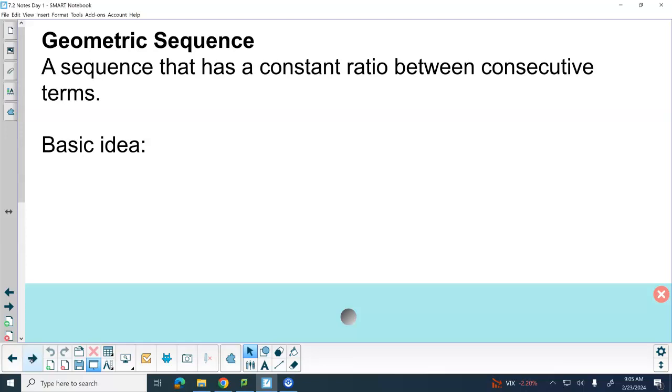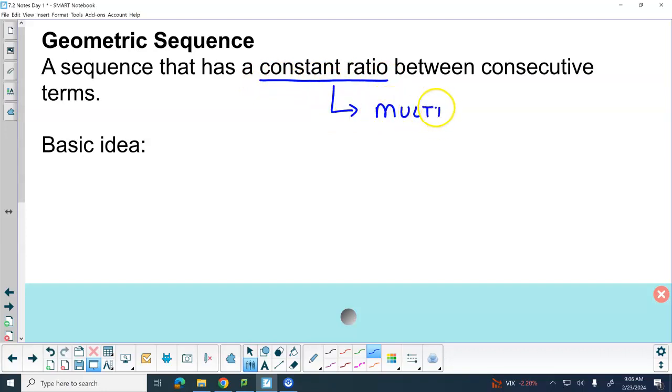All right, so we did arithmetic sequences and series last week. And that was you added something to get to the next term. A geometric sequence or series is a sequence that has a constant ratio between the 2 terms, which means now we are going to be multiplying to get the next term. Adding is arithmetic. Multiplying is geometric.